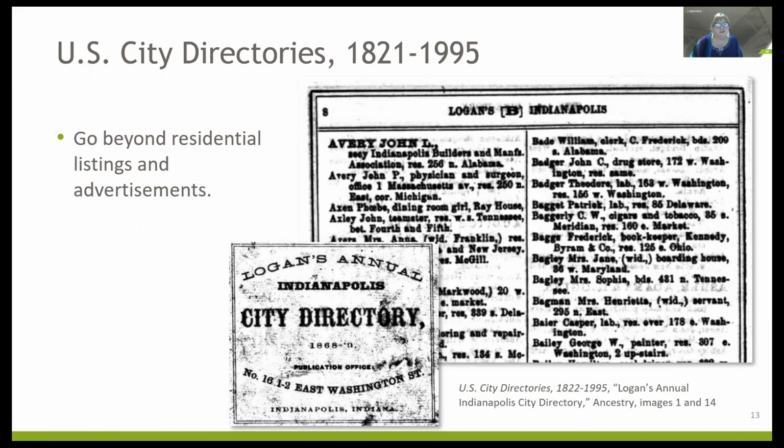We also have city directories. I think 1.5 billion was the last time I looked, in the city directories that we have on Ancestry. These are really great records, because not only are they going to place your ancestor, they're a great way to track your ancestor year by year between the censuses, but also look for other things in there. Look for advertisements. If your ancestor was in business, there's a good chance he might have advertised in a city directory.